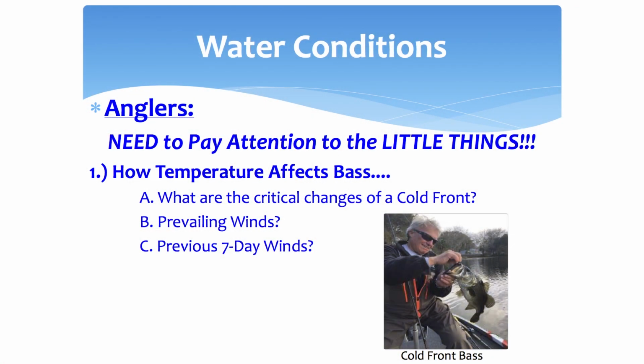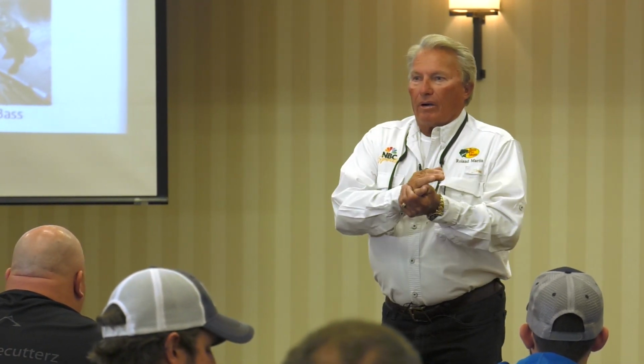Okay, critical changes of a cold front. Let's talk about a cold front. Here in Ohio, it's 70 degrees and it drops to 60 degrees overnight. That's a 10 degree shift. I'm going to ask Charlie, is that going to make a lot of difference? Okay. In Florida, it drops from 70 to 60.